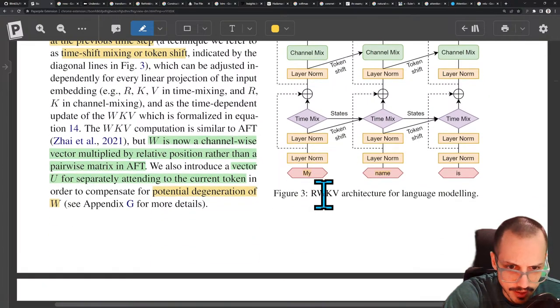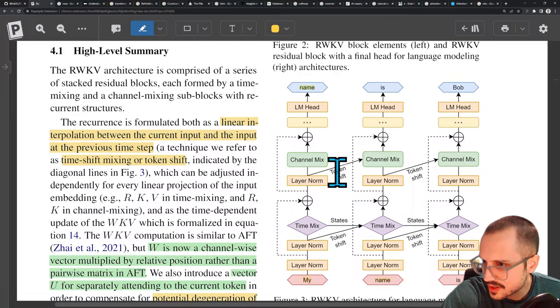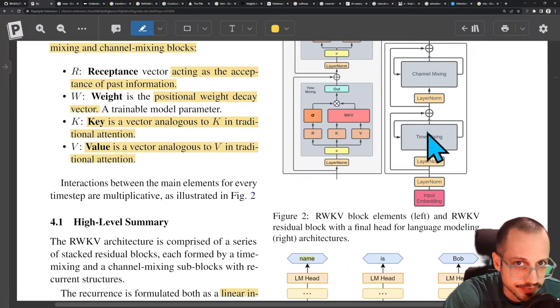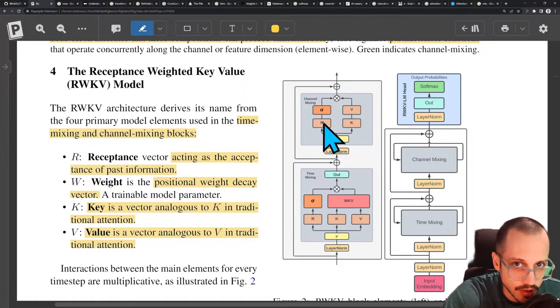token shift. Okay. Still trying to figure out how the channel mixing can be done in parallel. So the channel mixing requires R and K and V. What does this mean? K, V? K goes into V?